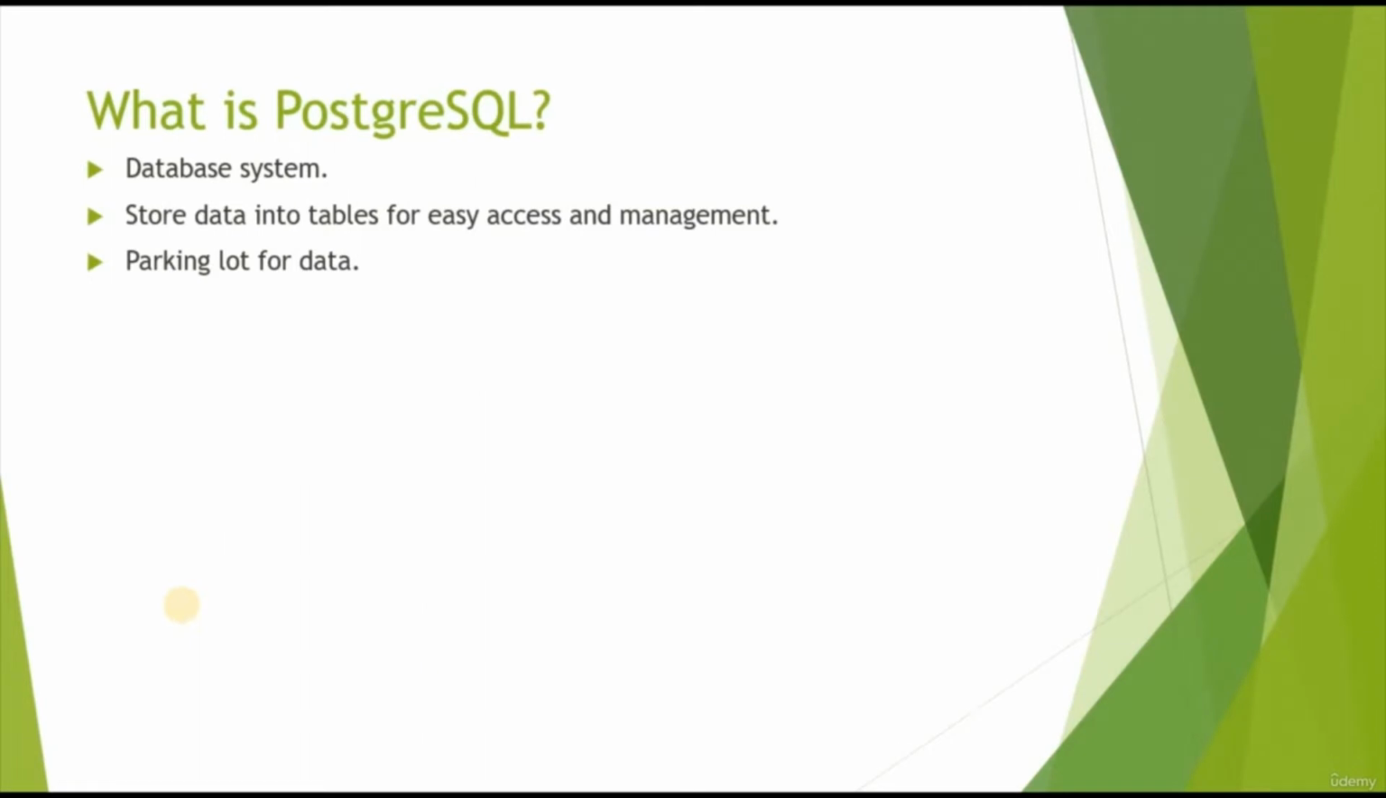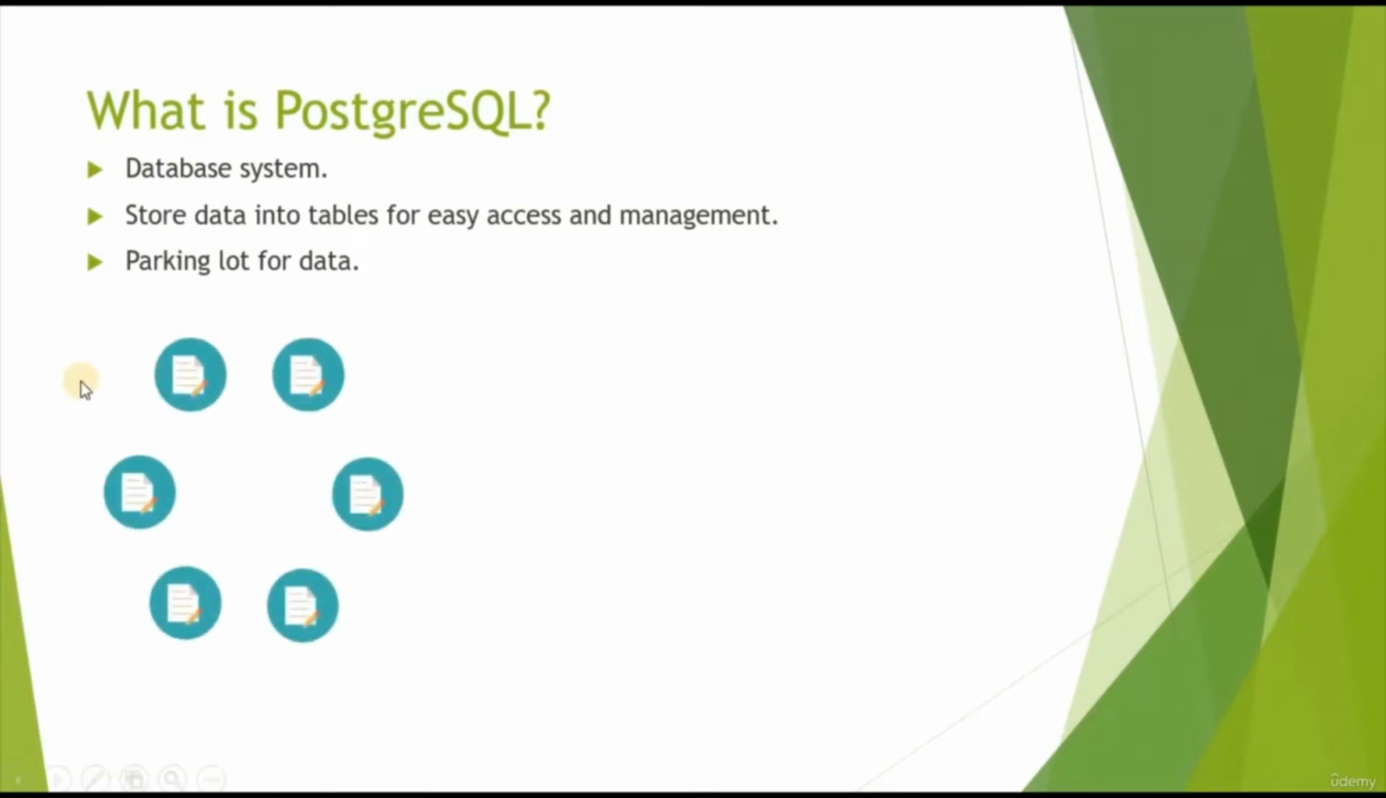Alright guys, welcome back to this lesson. So what is PostgreSQL? Postgres is actually a database system. So why do we need a database system? Imagine if you are the owner of a supermarket, you would want to know how your supermarket performed on a monthly basis. So how would you know at the end of the month whether your supermarket is making profits, or is it making more loss than profits? So this is where you will need to store all your transactional data in a database system. So we will store all our transactional data or any related data into tables for easy access and management.